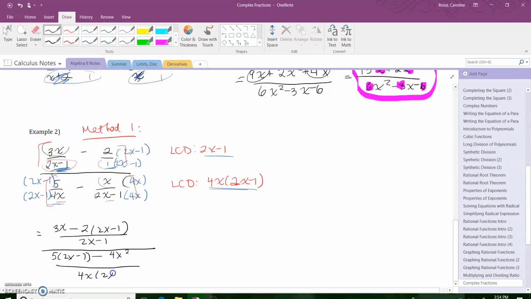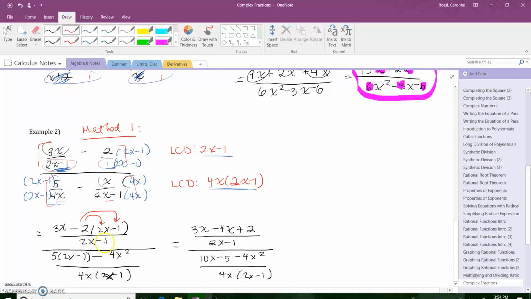All right, so let's do some simplifying here and see what happens when all the dust settles. What I did is I distributed my 2 and I distributed my 5. So I get this step written down. So I have a huge numerator and a huge denominator.